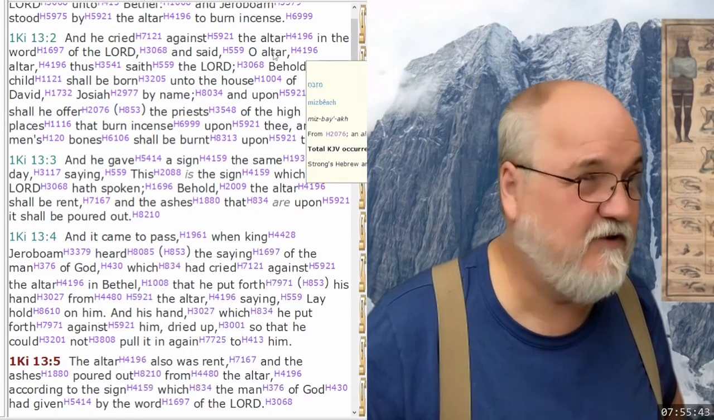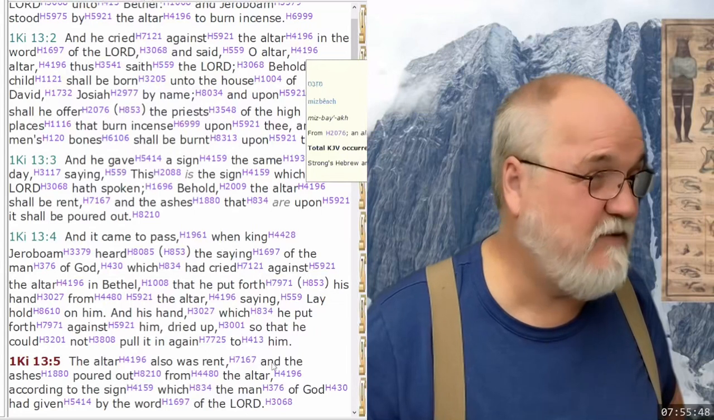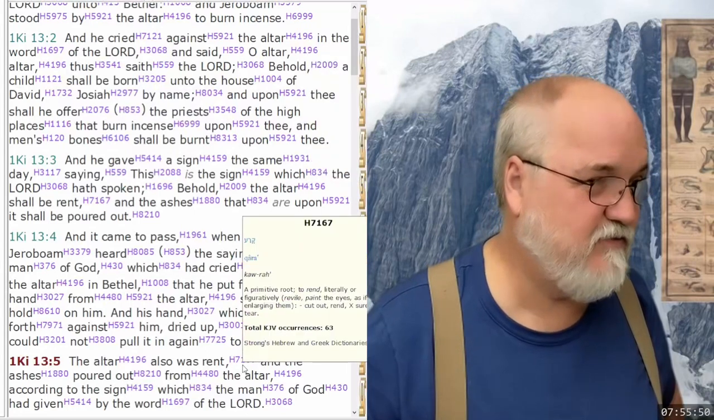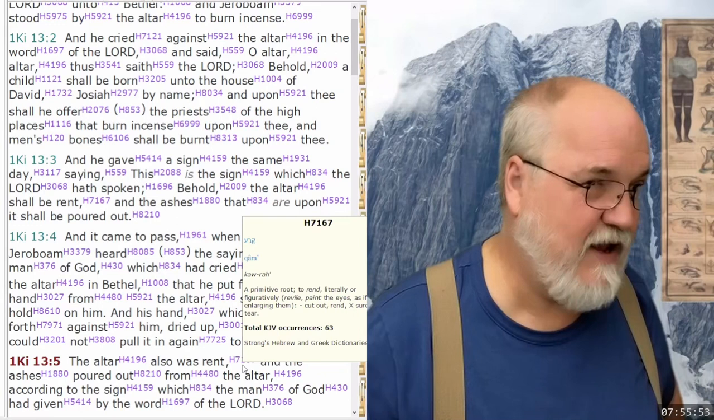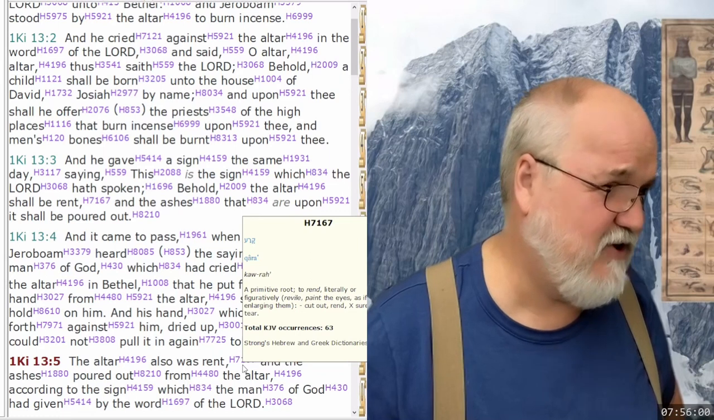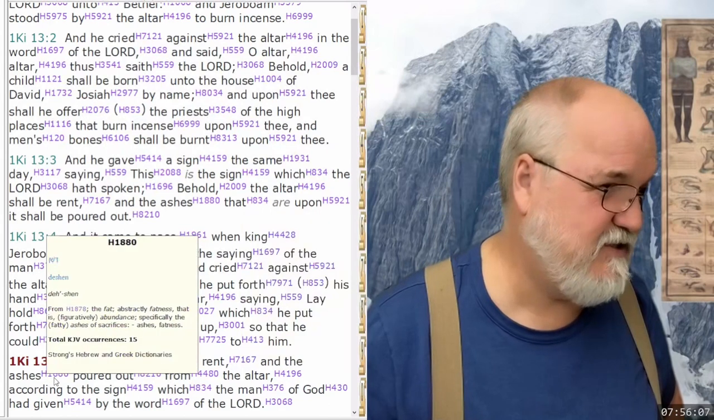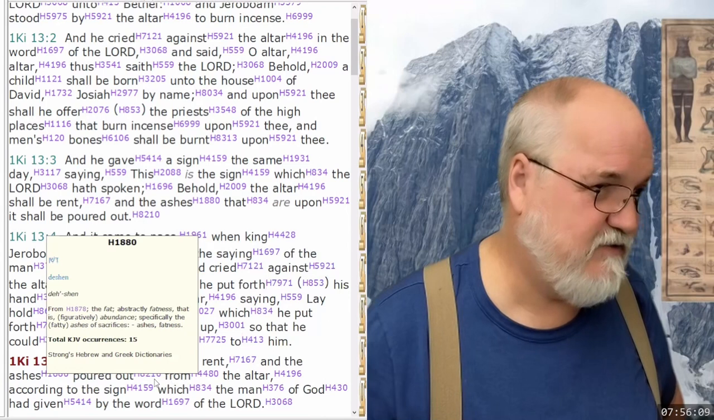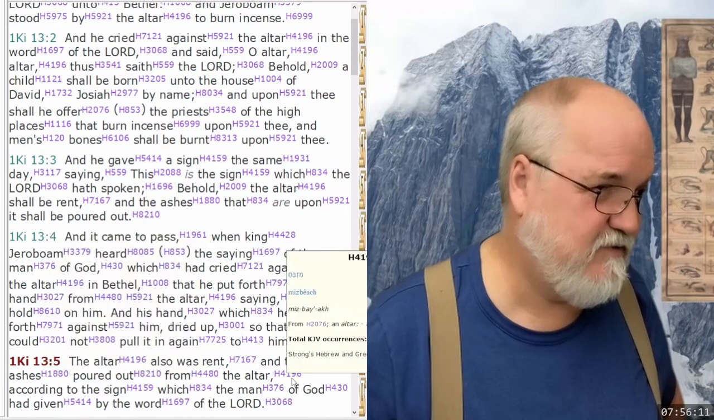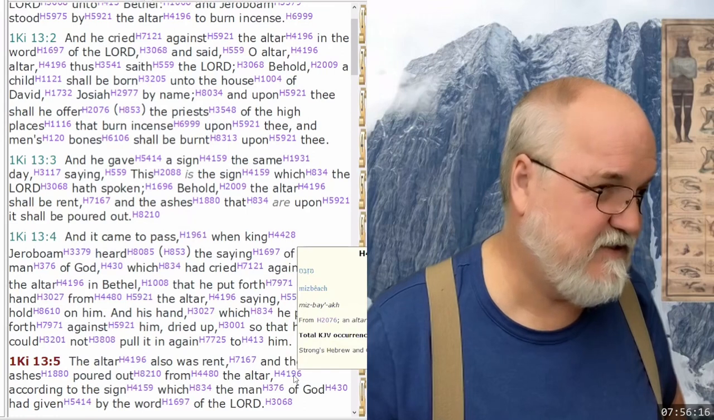So according to the sign, so this altar, so let's just look at it this way. This altar, this is a doubling. So the altar is going to be rent in two, right? In other words, rend, not necessarily in two. It just means literally or figuratively. Revile, paint the eyes as if enlarging, cut out, rend, so tear. And the ashes, 1880 deshen, are poured out from the altar. Right, so you got this altar, 4196.